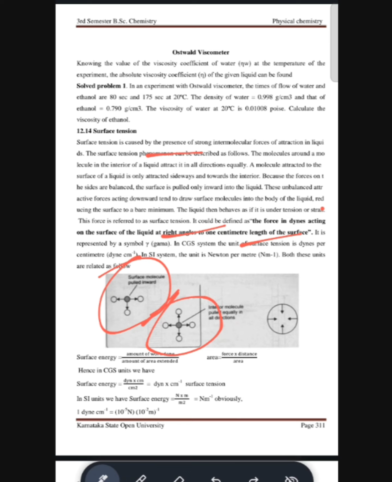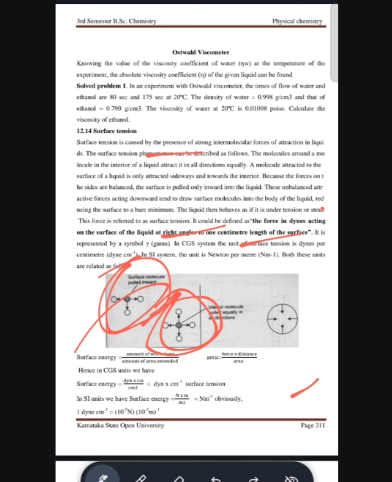You can see the surface molecules are pulled inwards, and this is the molecule in the interior. When a molecule is inside the layer, in the interior of the solvent, it is equally distributed or pulled equally in all the directions.